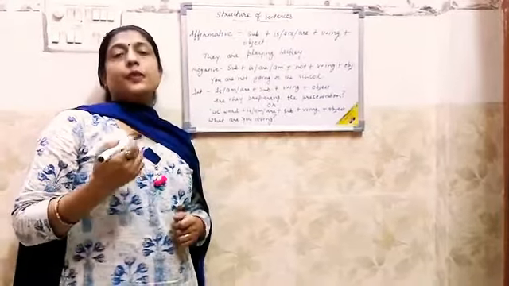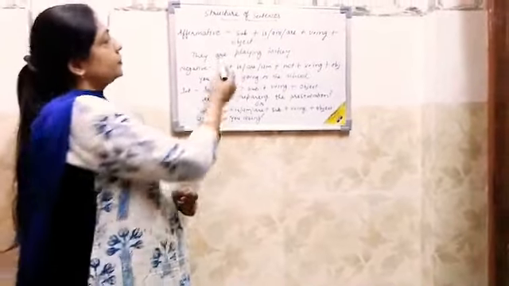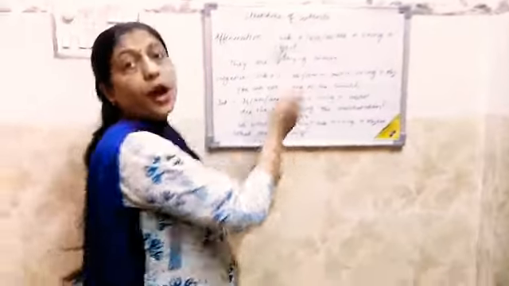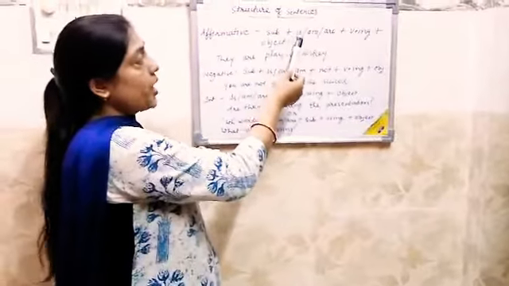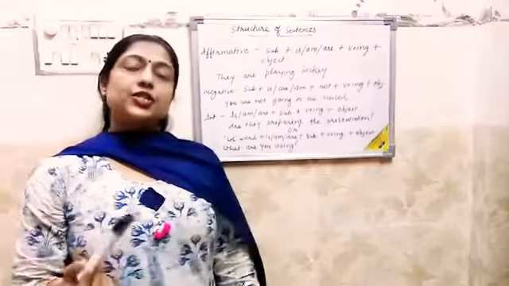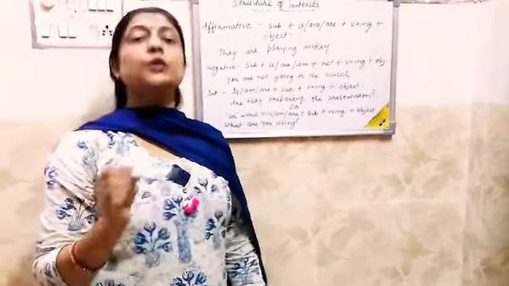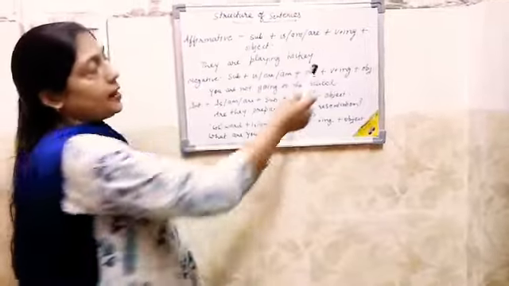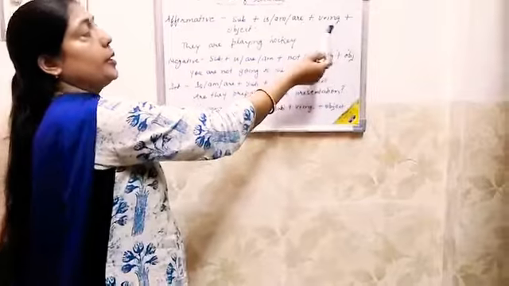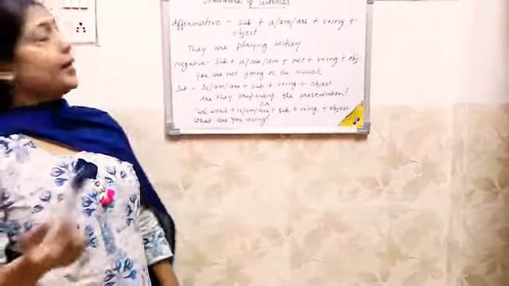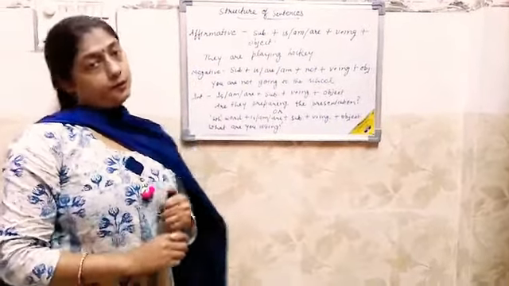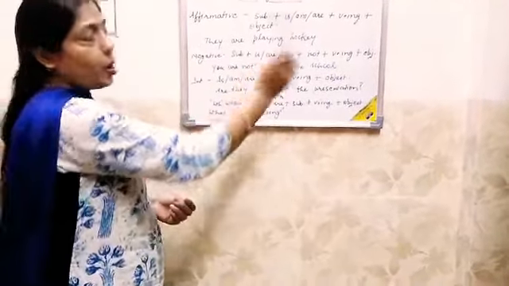The structure of present continuous tense. In affirmatives, we use is, am or are according to the subject. Then the ing form of verb, that is also called the fourth form of verb, is used with the object. So subject plus is, am, are plus ing form of verb and then object is used. For example, they are playing hockey. So they is the subject, are playing hockey.